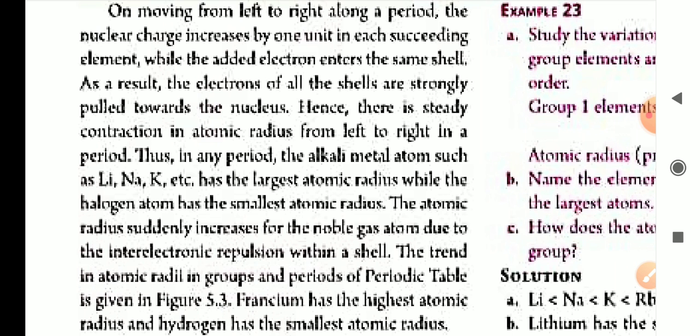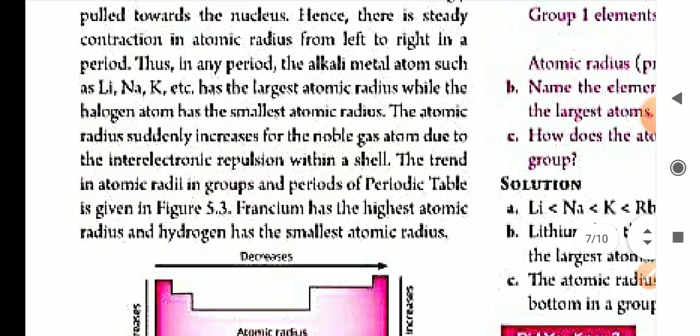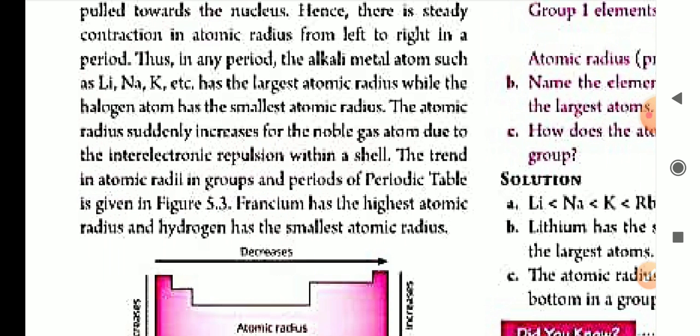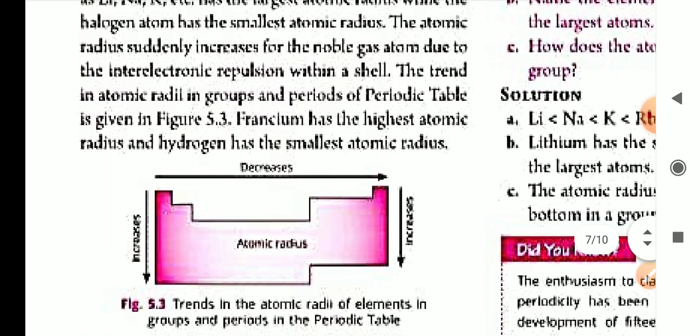Thus, in any period, the alkali metal atoms such as lithium, sodium, potassium have the highest atomic radius, while the halogen atoms have the smallest atomic radius, like chlorine, fluorine, etc. But atomic radius suddenly increases when it comes to the noble gas, because of interelectronic repulsion within a shell. The trend in atomic radius in groups and periods of the periodic table is given in figure 5.3.